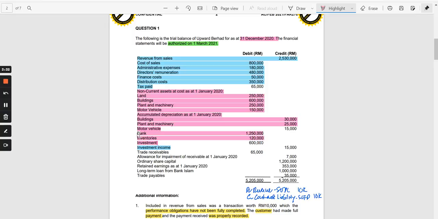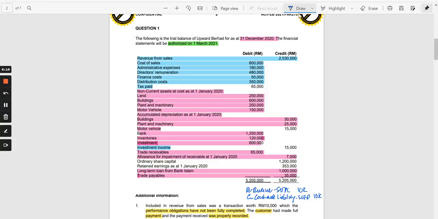Same for the bank and inventories and investment. Only the bank and inventories are your current assets. Investment is a non-current asset. Then trade receivable, and trade receivable should have been adjusted with the allowance for trade receivable. Next, you have the information regarding the long-term loan and the trade payable. So these are also items that will go to your SOFP, but those are the non-current liabilities items.